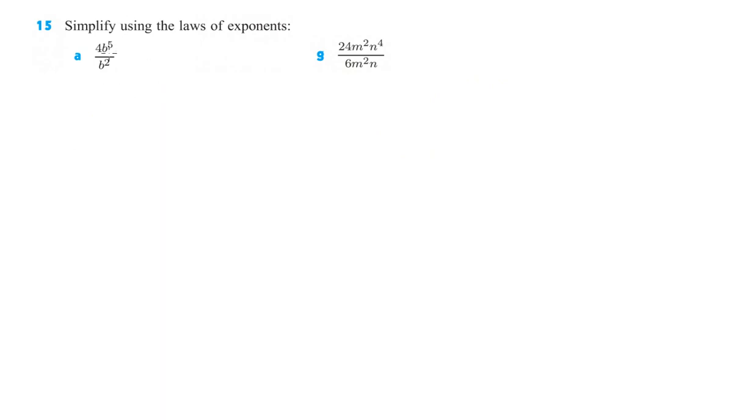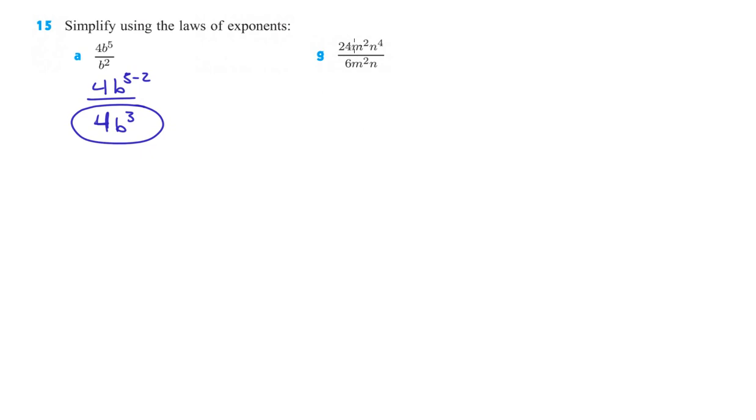Simplify using the laws of exponents. Like we've got powers of b and we've got a 4. So here's what we want to do. The 4 doesn't have anything to simplify with, so we're just going to leave the 4 there. And then we've got b to the 5th, and then b to the 2nd on the bottom, so we would just do 5 minus 2. We don't have anything left on the bottom, so we just end up with 4 b to the 5 minus 2, which is b to the 3rd.